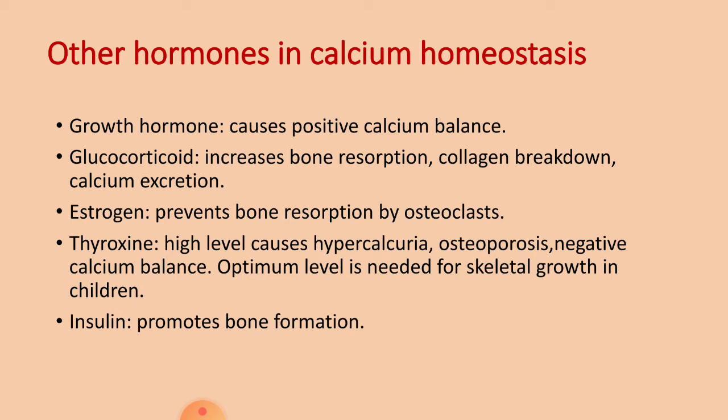So, this is growth hormone. In growth hormone deficiency, there is stunted growth and there is negative calcium balance. Next is glucocorticoid. Glucocorticoid inhibits bone formation. It increases bone resorption.